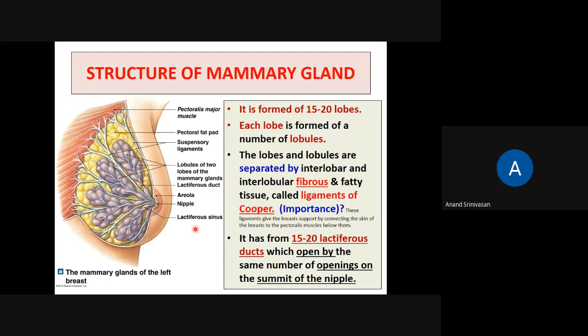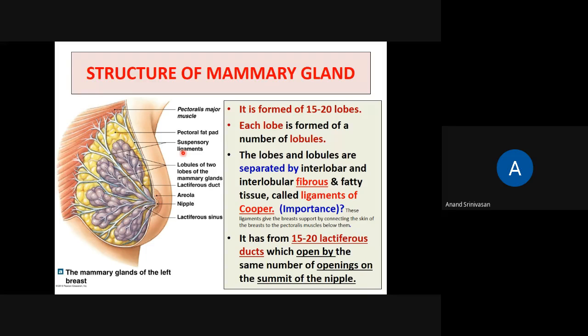Now, what is the importance? Whenever you read something, look for the importance of it, then it becomes interesting. The lactiferous sinus is the place where the milk, which is constantly produced by the mother, will be present. When the baby is sucking the nipple, that is called latching the baby to the breast.